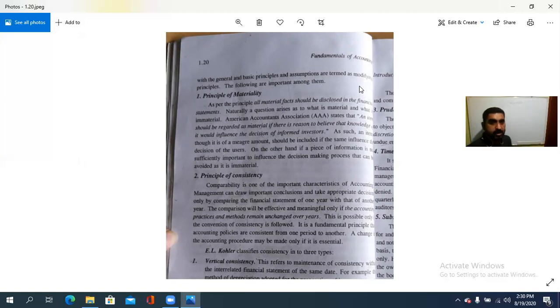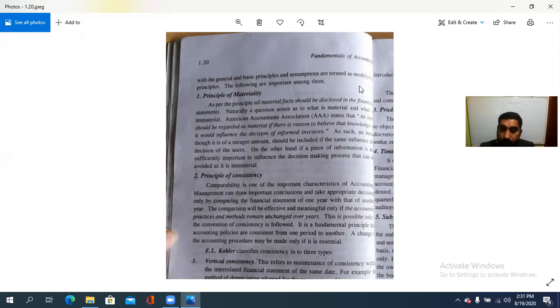Okay, next is principle of consistency. So what is that? Comparability is one of the important characteristics of accounting. We already saw that: the matching principle, comparing the current period's expenses with the revenue. That is comparability. So it is one of the important characteristics of accounting.